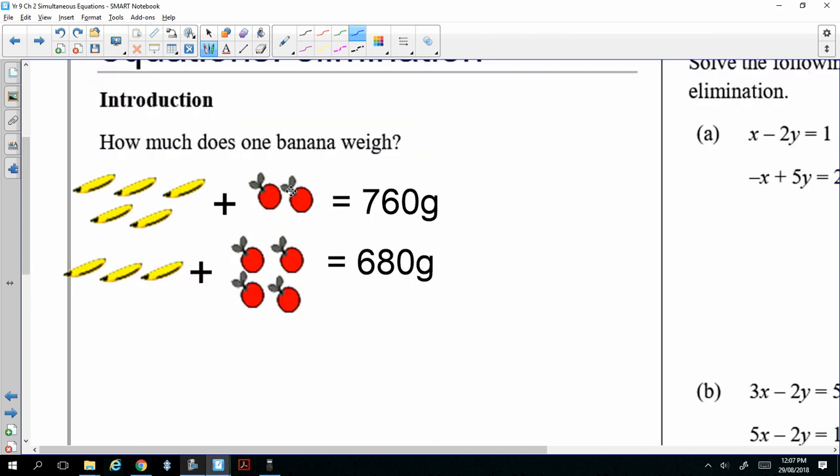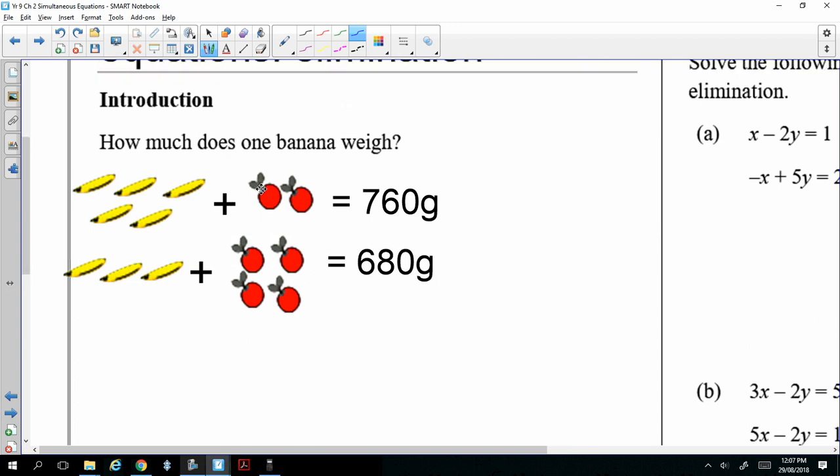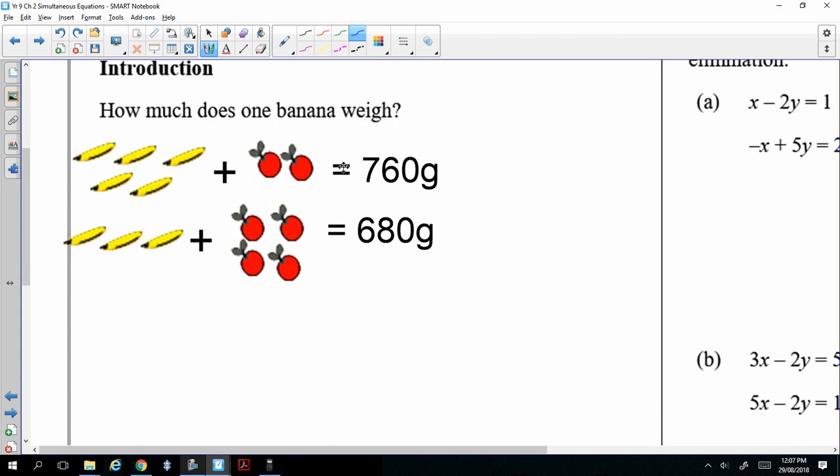As you can see, 5 bananas plus 2 apples gives you 760 grams, whereas 3 bananas and 4 apples give you 680 grams. So you have to find out how much 1 banana weighs. Now, if it's a real life question, you probably wouldn't use algebra. What would you do?